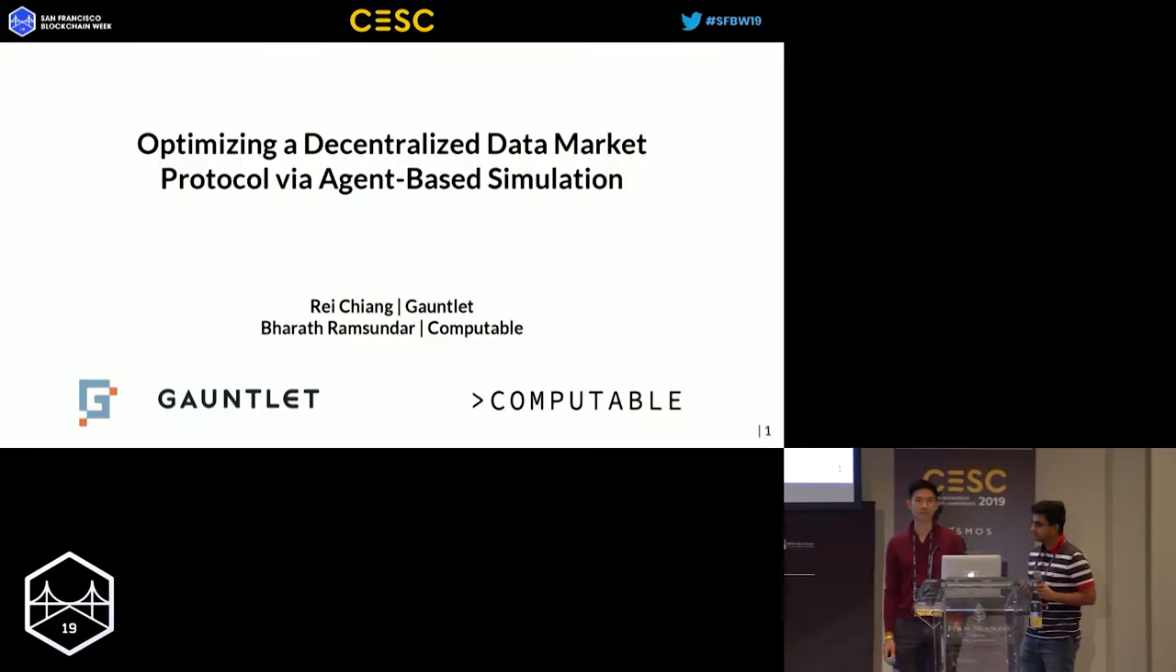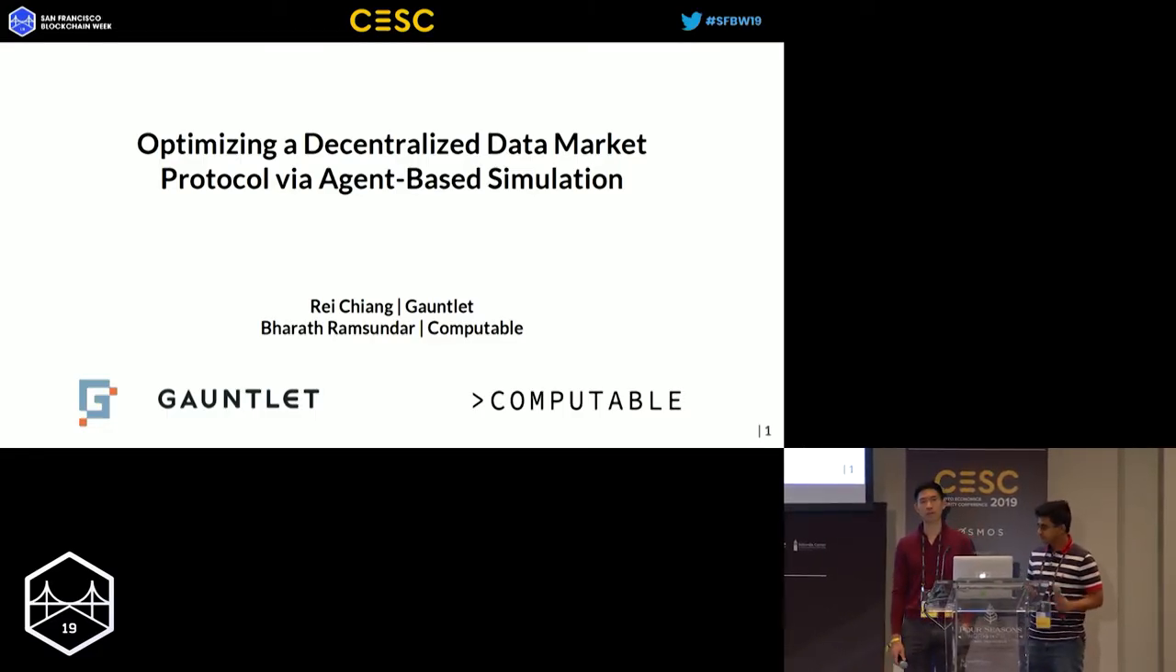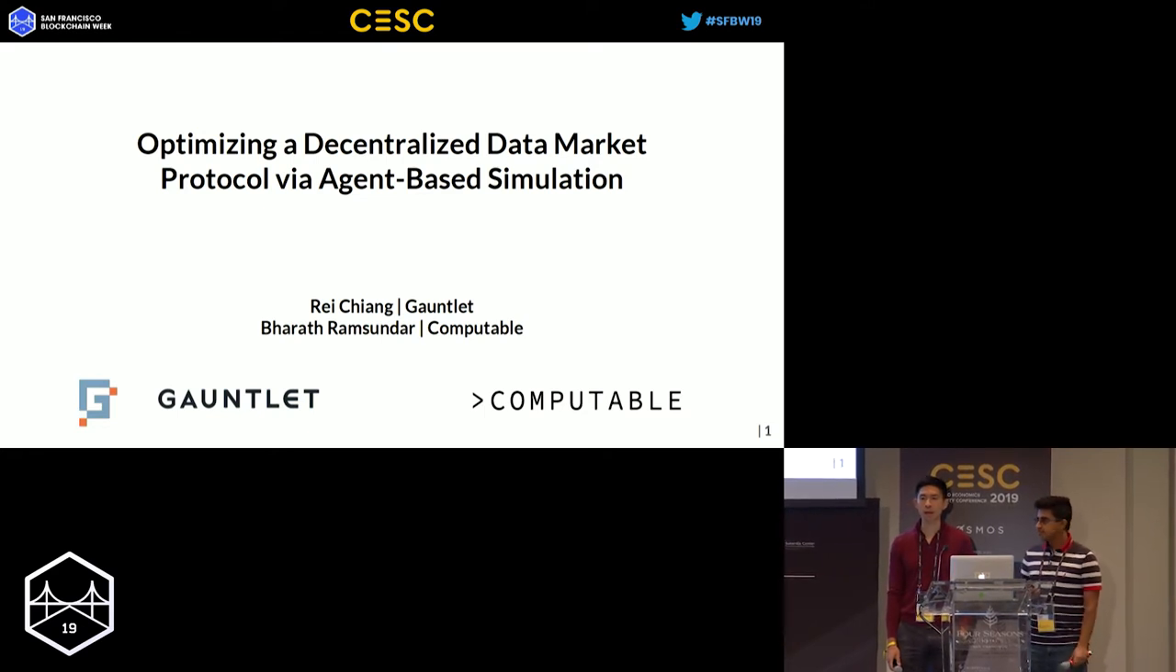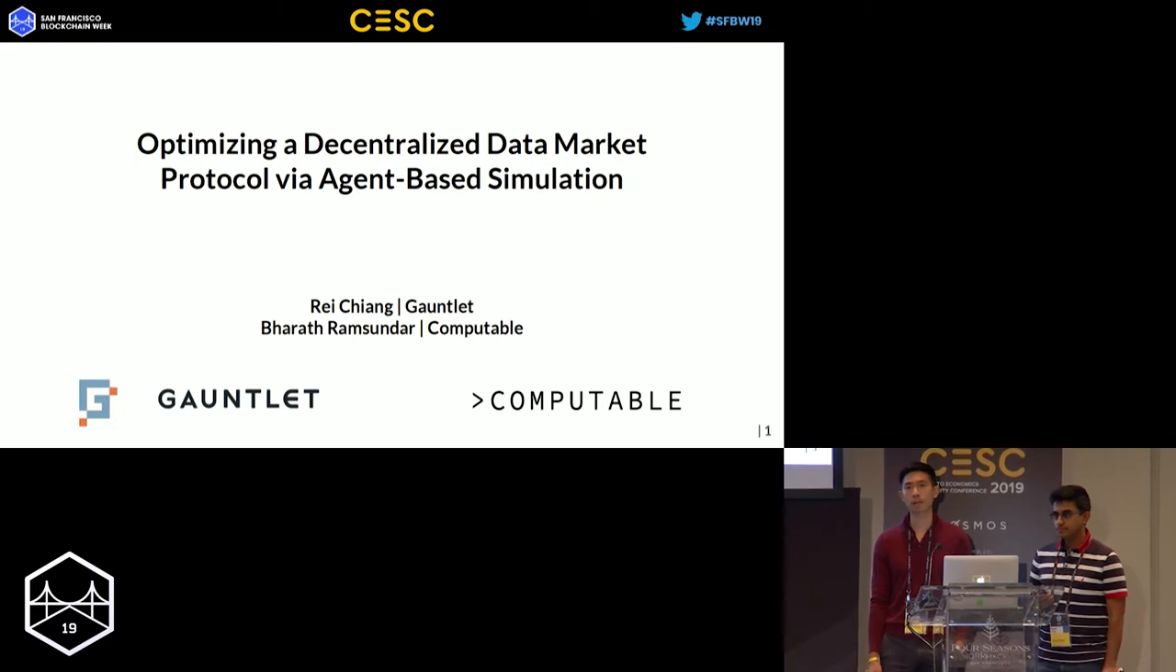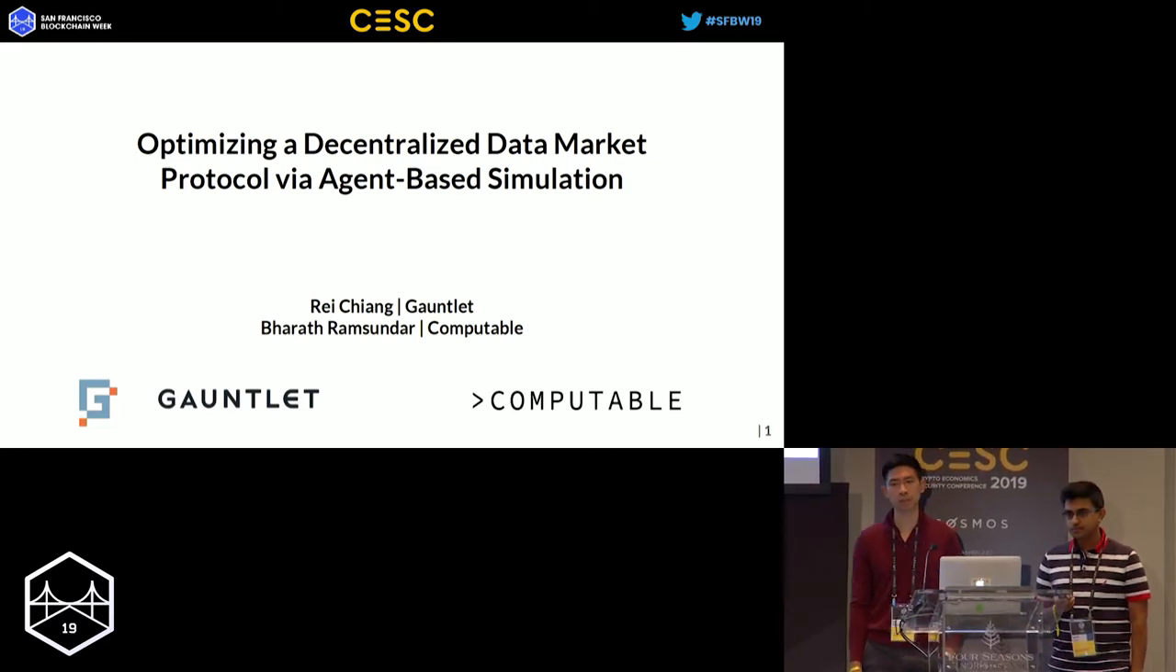Hey, everyone. I'm Ray, one of the co-founders and CTO at Gauntlet. And Gauntlet is building a platform for testing blockchain-based protocols and applications.